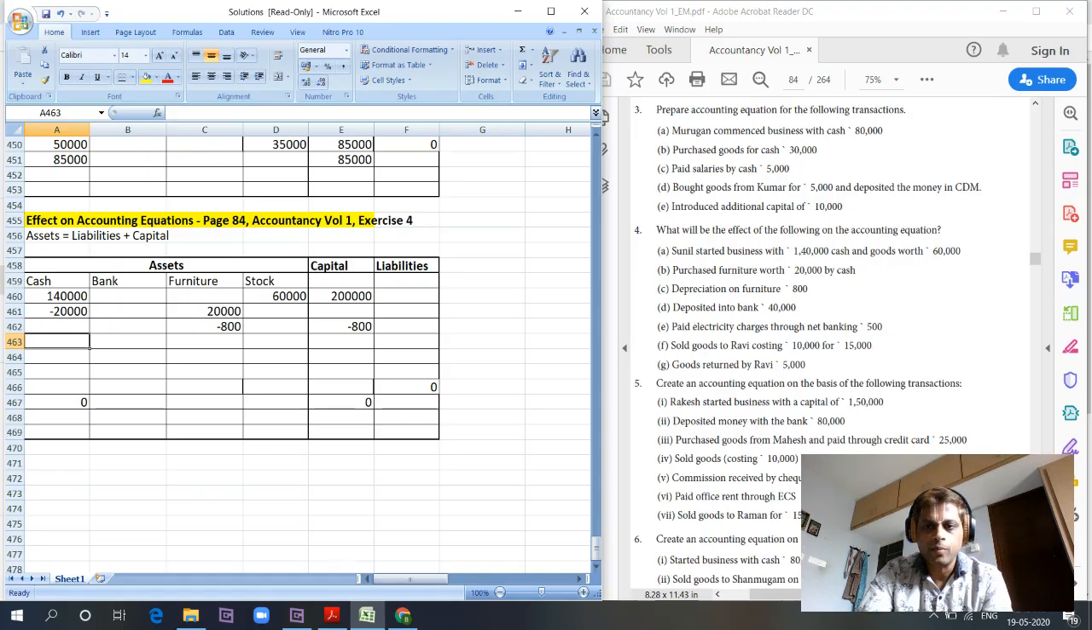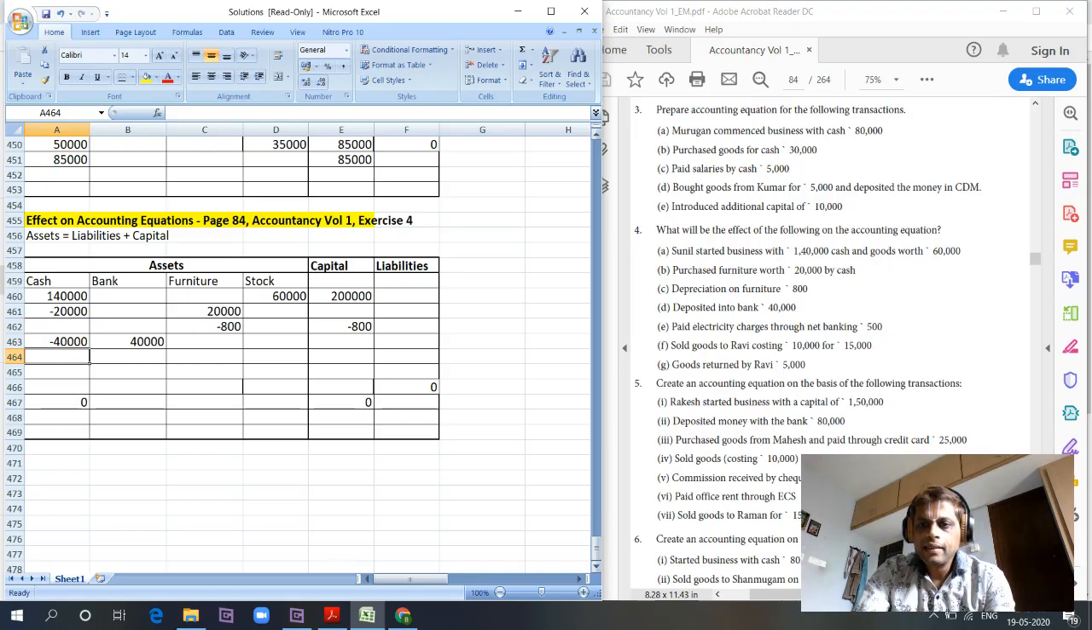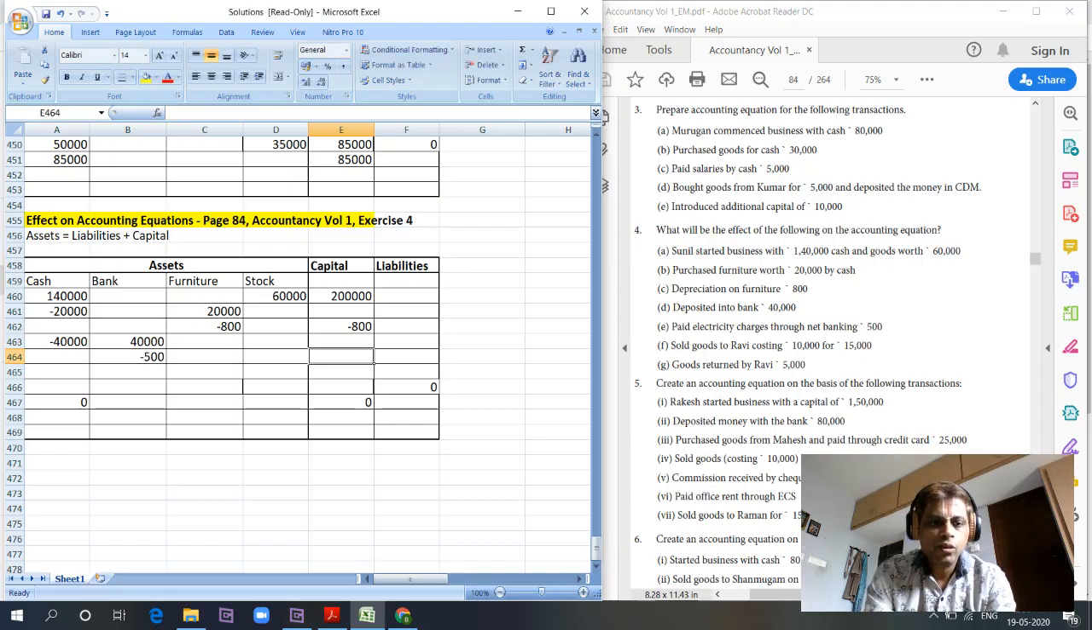Next is deposited into bank 40,000. So cash deposited in bank will reduce the cash balance and it will increase the bank balance. Debit bank account and credit cash account. So adding 40,000 in bank and reducing 40,000 in cash. Paid electricity charges through net banking 500 rupees. It's an expense, paid by bank. So bank balance will come down by 500 and profit will come down by 500.